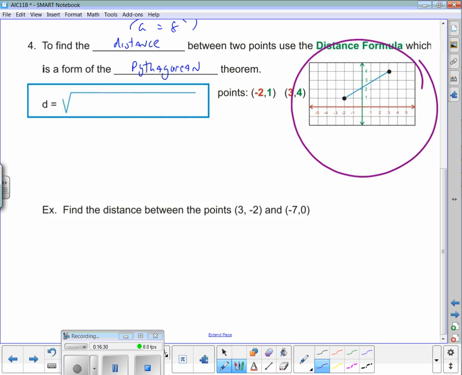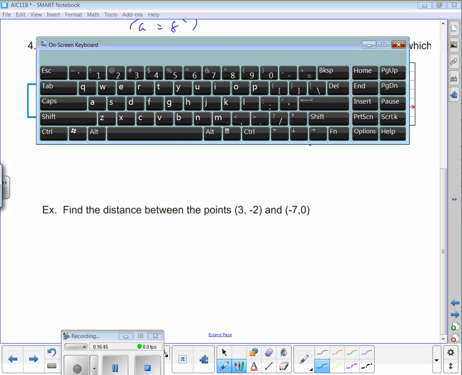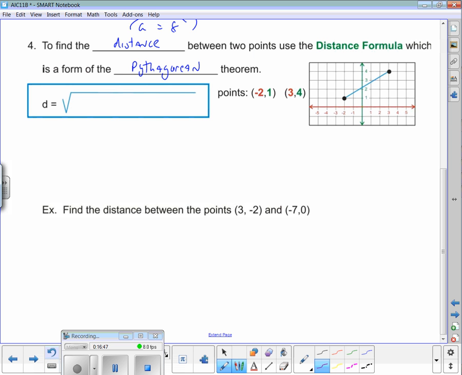All right, so right here I've got a picture. And we've got 2 points, and I've got the point -2, 1, which is that point right there, and then I got the point 3, 4, which is that point right there. Now, if I had a picture, I could easily solve this by simply making a right triangle out of this.